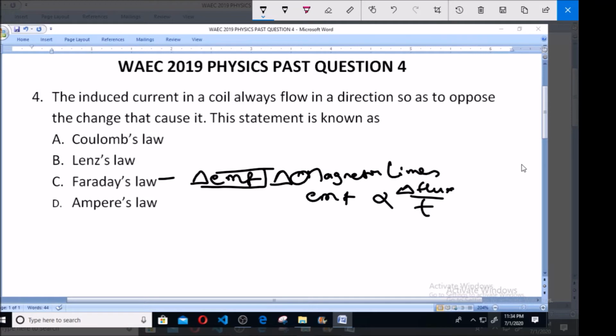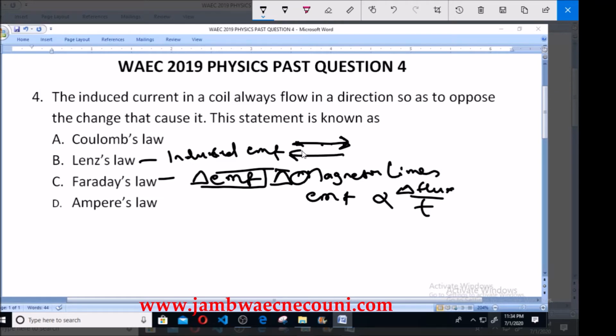Now let's look at Lenz's law. Lenz's law states that the induced EMF moves in such a direction so as to oppose the change producing it. So it moves in such a direction so as to do what? Oppose the very change in flux producing it. So you can see that this is actually the statement that you're looking for. It's just the same thing.